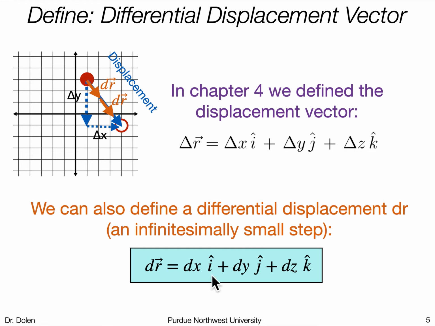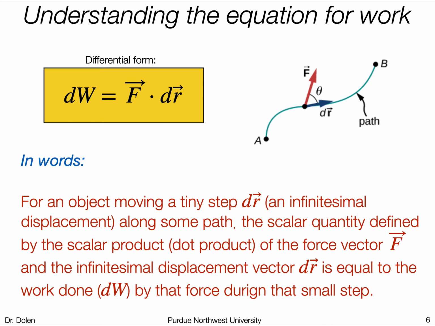So for example, if I moved again from the red dot to the white dot, I would make all these tiny little dr steps along my path. I could integrate all those little steps to understand my full displacement, for example. So we need to define this in order to understand our definition of work. Okay, so let's look at our definition of work.